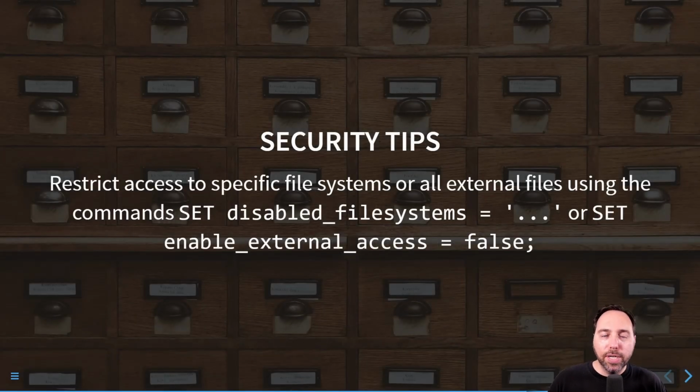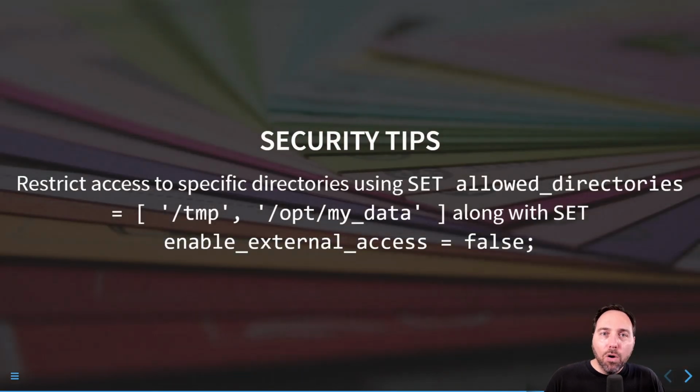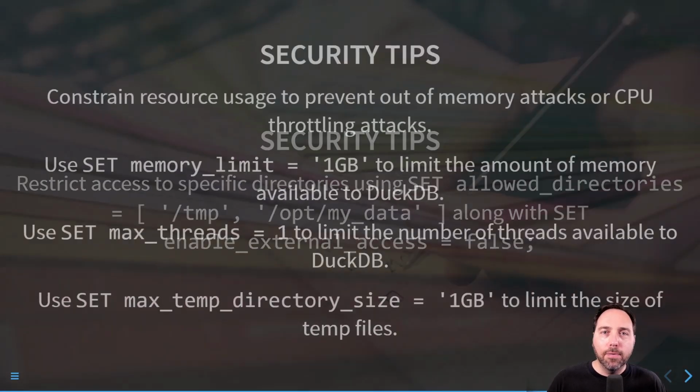You can restrict access to specific file systems or even all external files. So you can disable file system access. Or you can say, I will allow you to read files in these specific directories. And if you also set enable external access to false, that limits you to just those directories. So I might have my Parquet files in a data lake, and I don't want you to escape the data lake and read anywhere else. I can set those allowed directories.